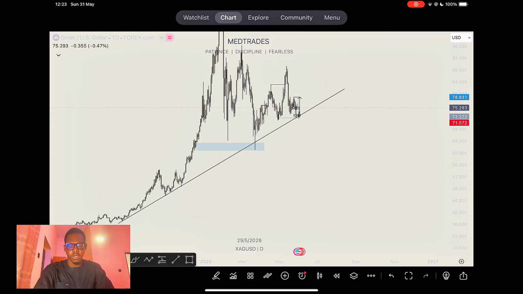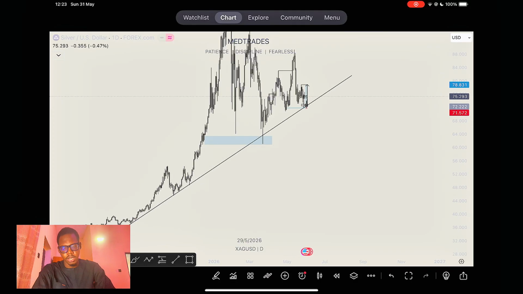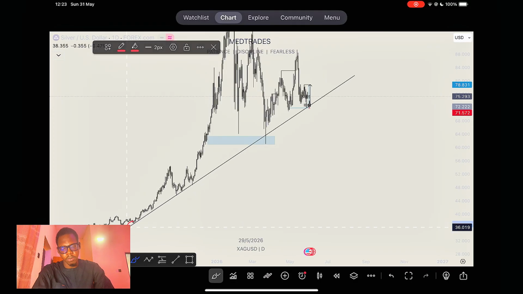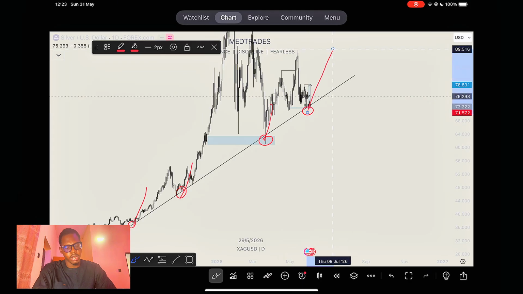So on silver here, you can see price came into this level here, it bought, came here again, it bought. Now currently at this level, price has retraced into this level here too, expecting another push up to the upside. So you can see.